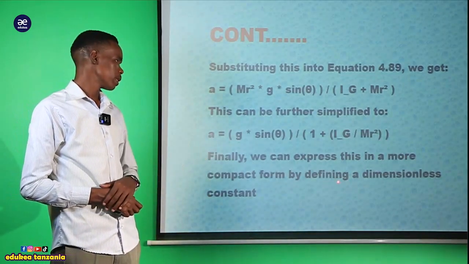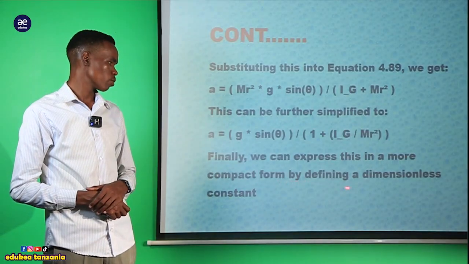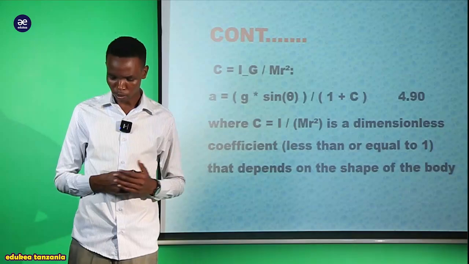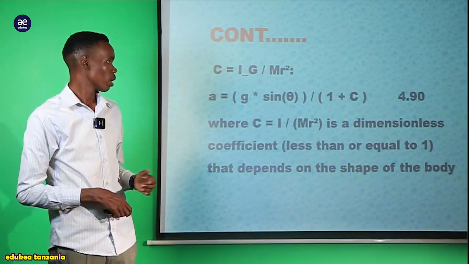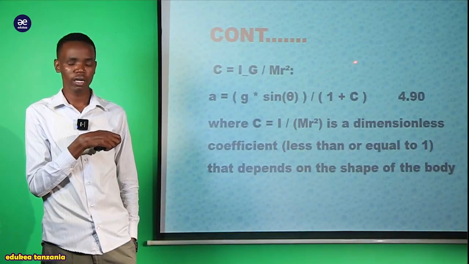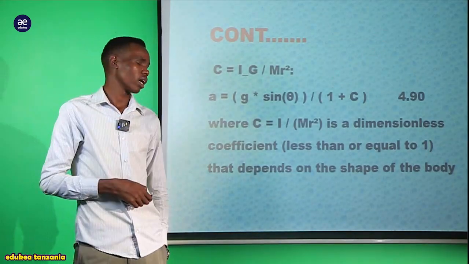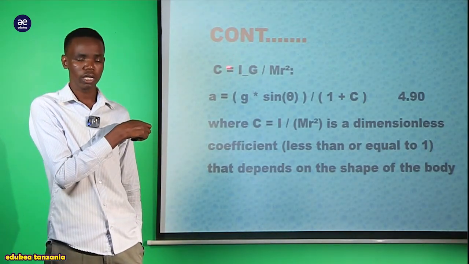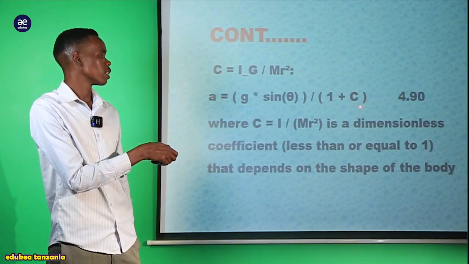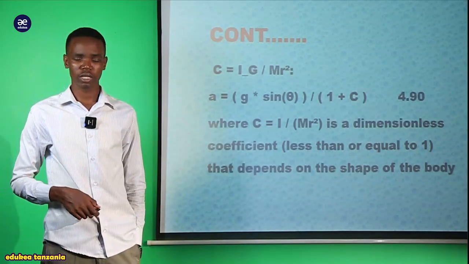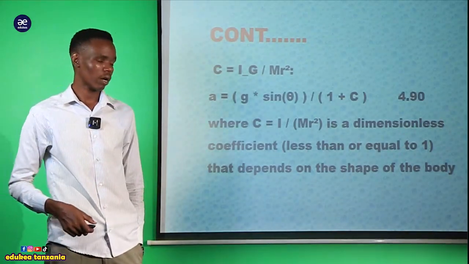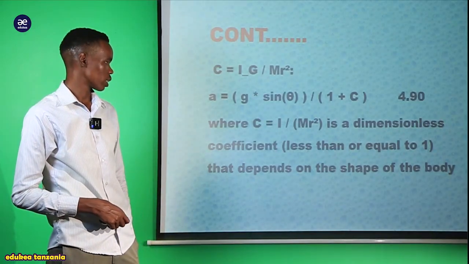Finally, we can express this in a more compact form by using the concept of a dimensionless constant. We can say that this moment of inertia along the center divided by mr square equals C. So instead of writing Ig divided by mr square, we substitute C, which represents the dimensionless constant. And this here will be our 90th equation for our fourth topic.